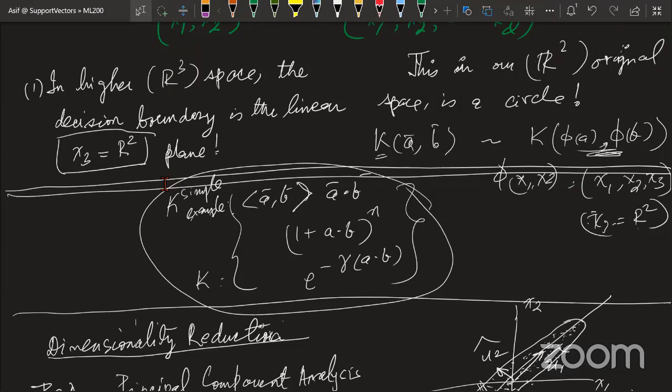What is the book name, Asif? Can you post that in the Slack, please? Maybe I'll take a picture of it and post it in the Slack. I will do that. It's Modern Multivariate Statistical Techniques.